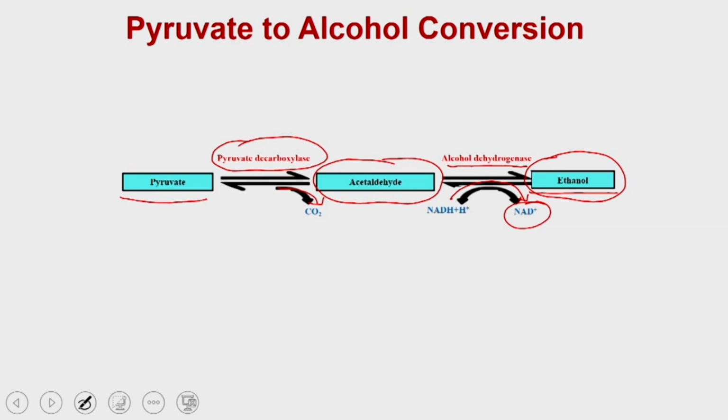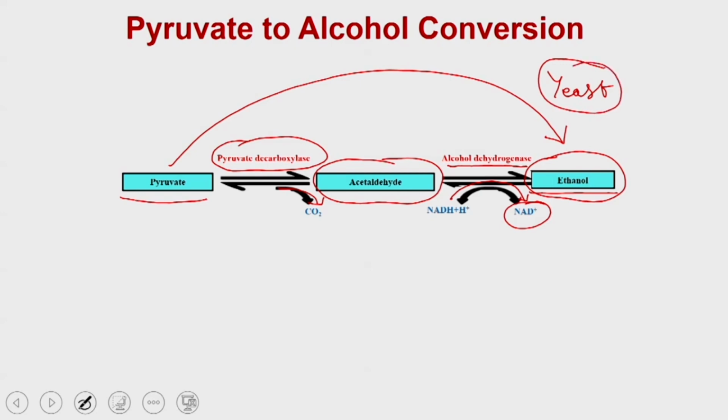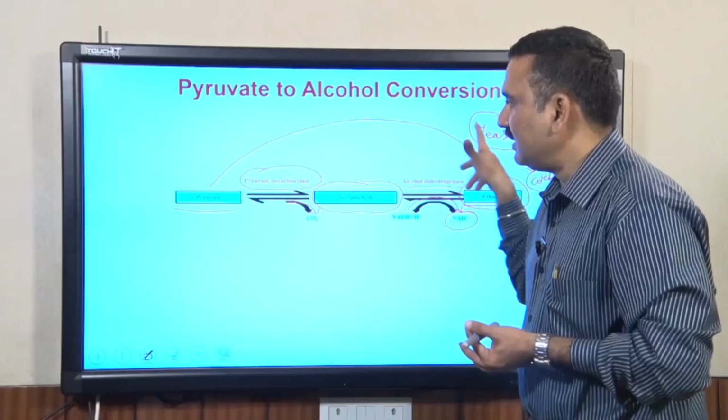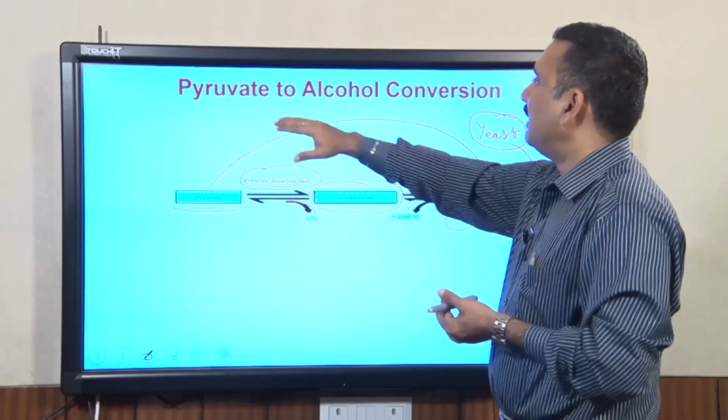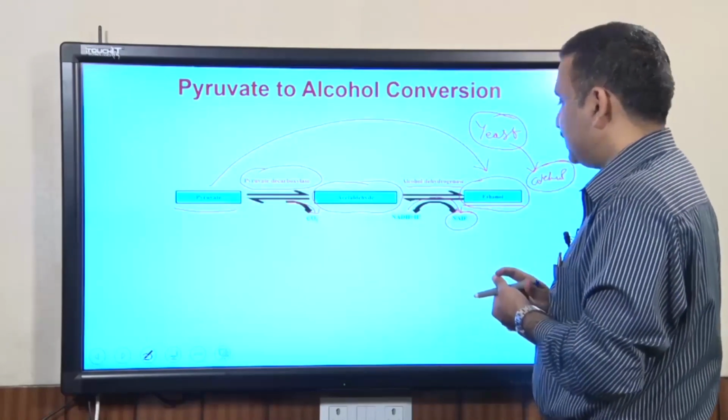So, in this process the pyruvate is getting converted into the ethanol, and these are the reactions which very often occur in the yeast, and that is how people use the yeast to produce alcohol. And so let us see what are the different intermediates, or what is the mechanism of the pyruvate to alcohol conversion.